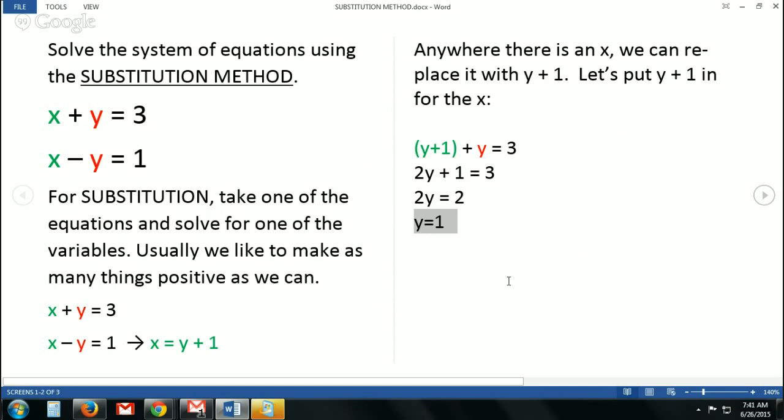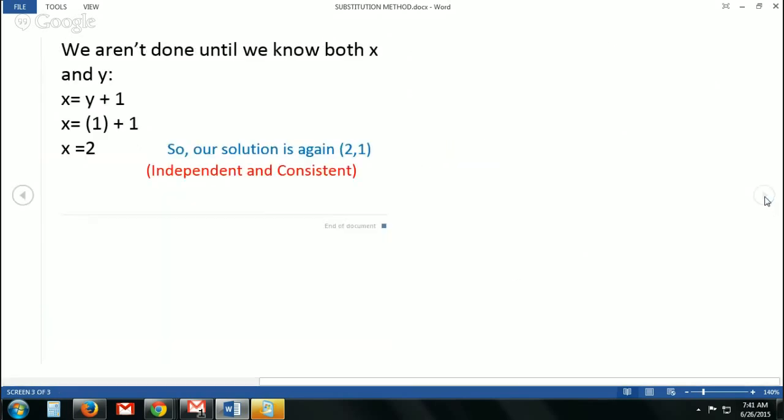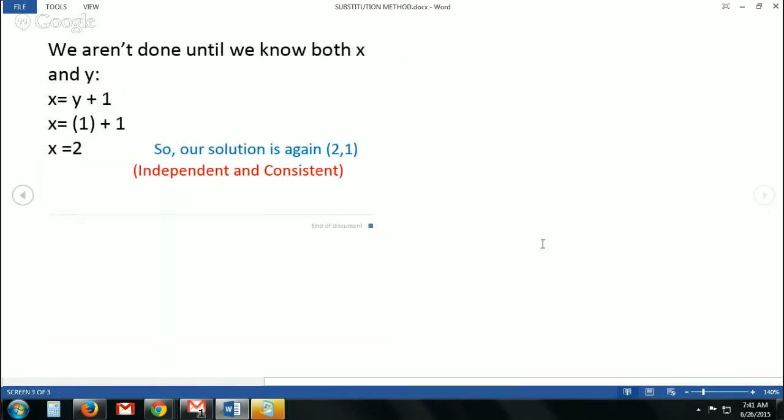But the solution to a system of equations is the point where the two lines are intersecting. So I've not completed this by just knowing y. I've still got to figure out what the corresponding x is. So let's see if we can figure out what x is by going back to where we had solved for x before, put the 1 that we just found in the place of y.